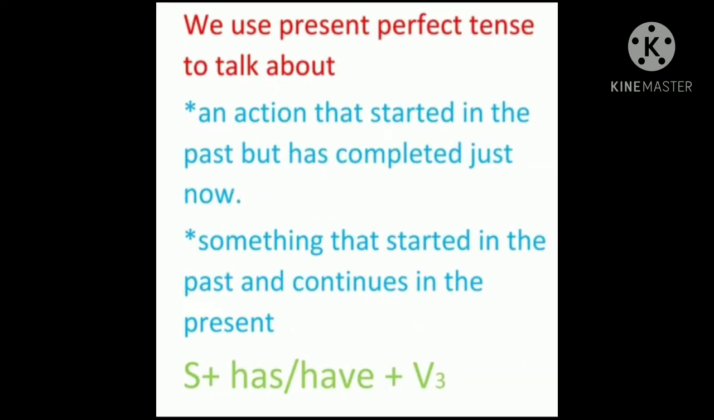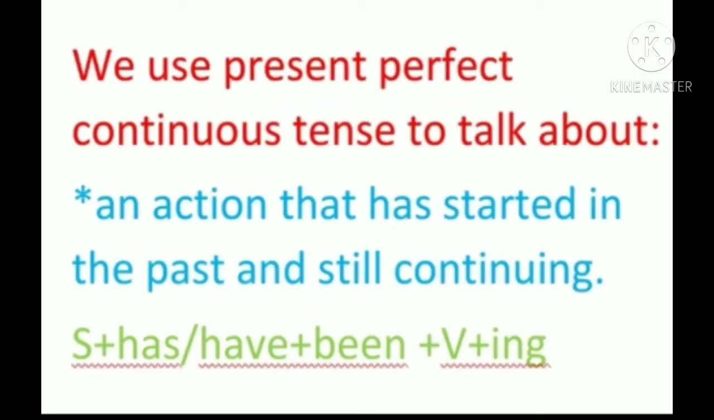We use present perfect tense to talk about an action that started in the past but has completed just now, or something that started in the past and continues in the present. Its structure is subject plus has or have plus V3 form. We use present perfect continuous tense to talk about an action that has started in the past and is still continuing. Subject plus has or have plus been plus verb plus ing form.